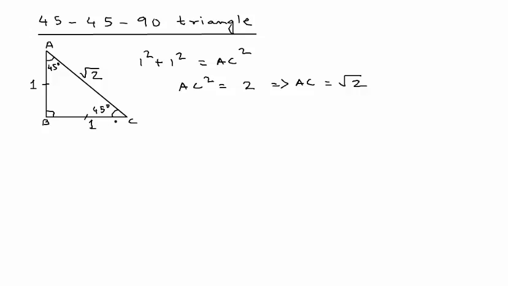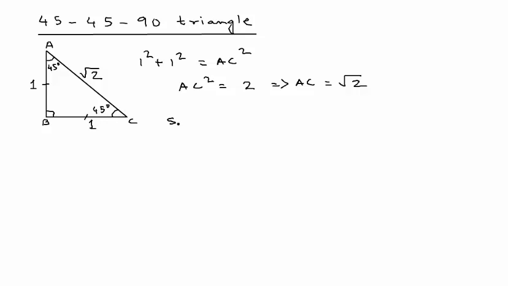So we have the 3 lengths in this particular triangle. If it's a 1 over here and a 1 over here, it has to be a square root of 2 over here. Now, let's try and find out the 3 trigonometric ratios, sine, cosine and tangent of, let's say, angle C.